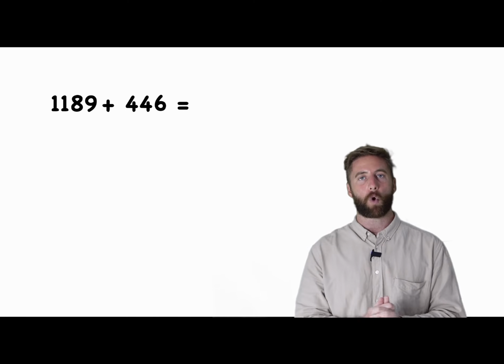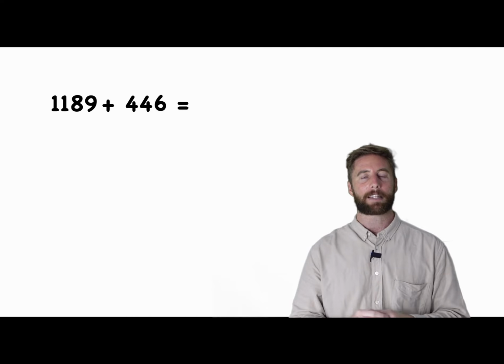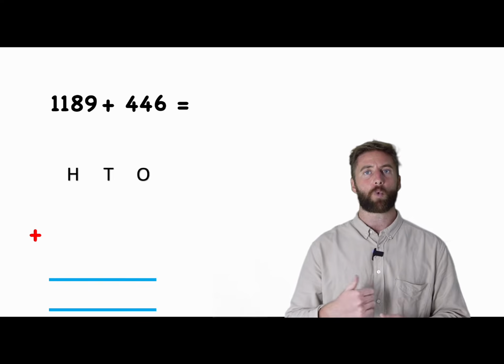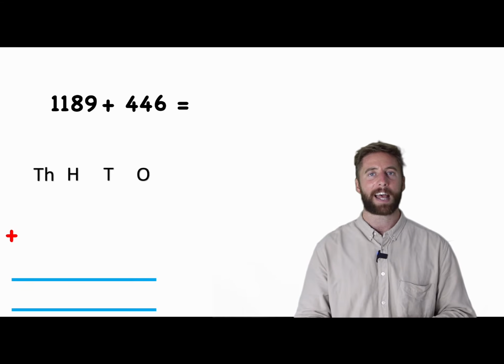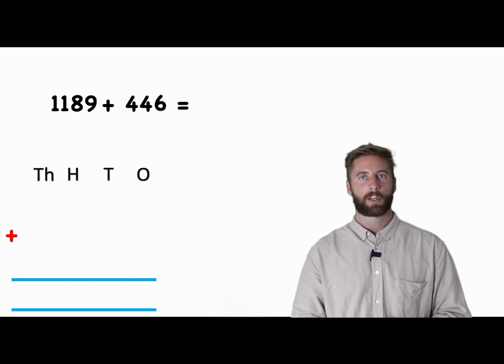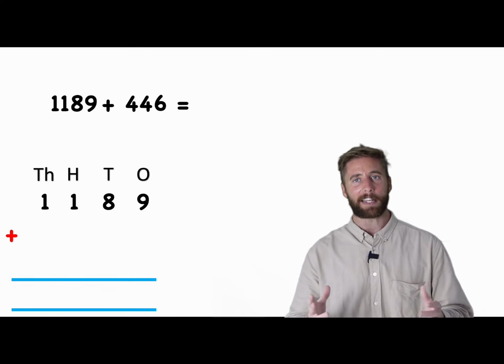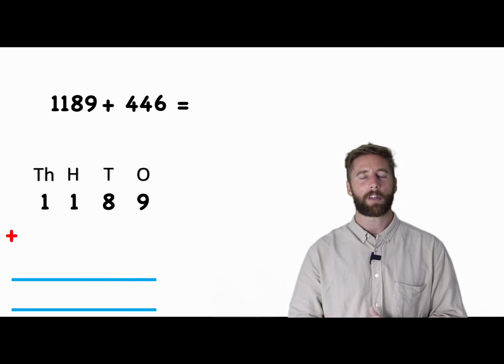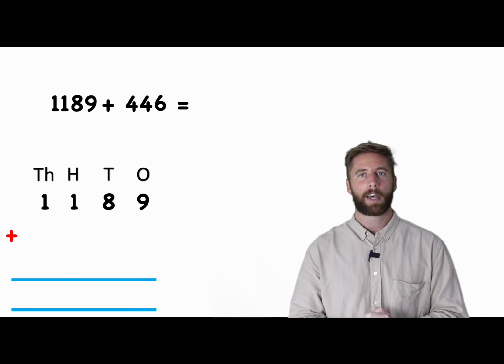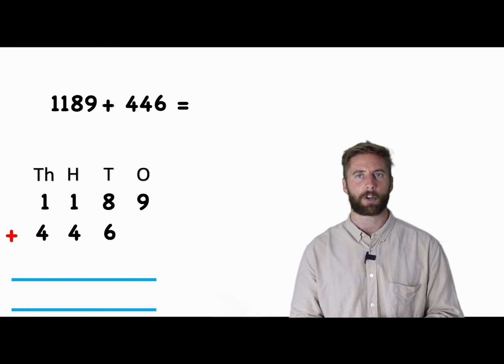So let's have a look at 1,189 and let's put in our place values. So we're gonna have ones, tens, hundreds, and thousands. So how many ones do we have? We have 9. How many tens? We have 8. How many hundreds? 1. And how many thousands? 1. Now let's look at our 446. I'm going to put it here.